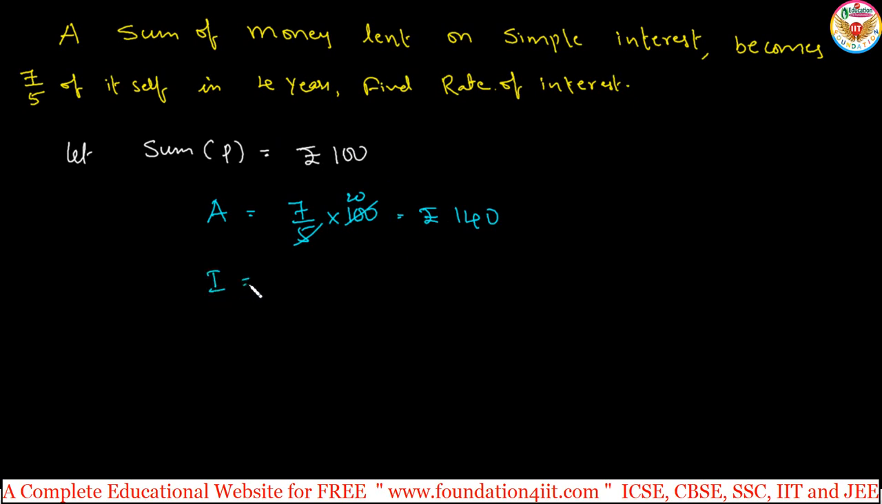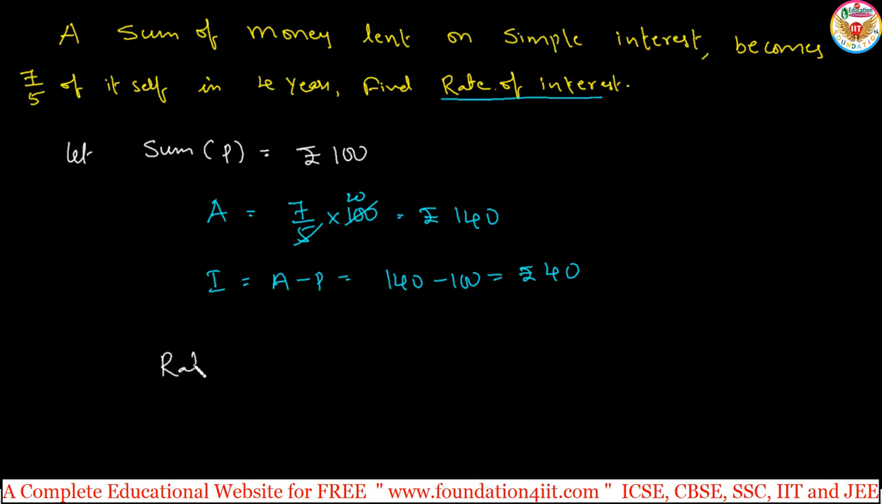Based on this, interest is equal to A minus P. Then 140 minus 100, that is rupees 40. Okay, in this case, if the P is 100, then A becomes 140, then interest is 40 rupees. Right. So let us go for the problem. Find the rate of interest. Calculate the rate of interest.